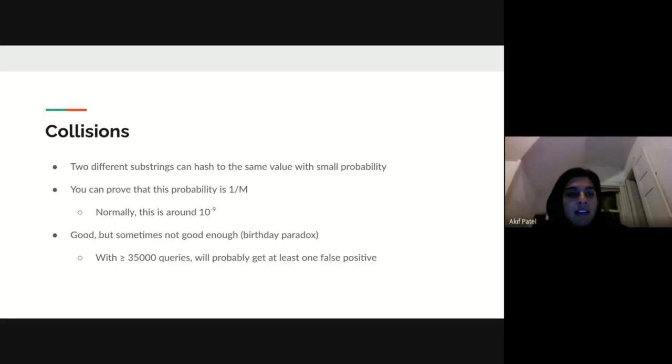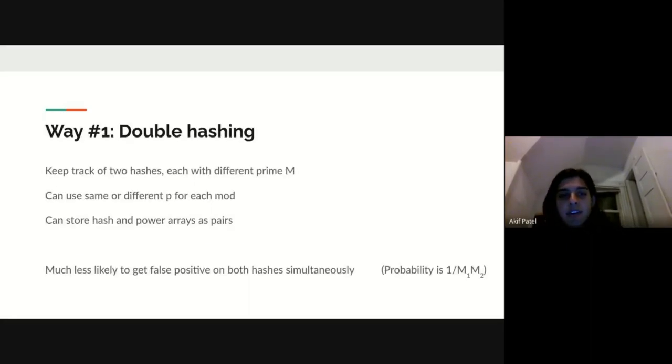So what are some strategies to deal with this? First off, you can just use two hashes. You keep track of two hashes, each with a different prime m, and you only consider two substrings equal if both hashes match. If they're independent hashes, which with different primes you can prove that they are, then the probability of both colliding is just 1 over M1 times M2. So you just multiply the two probabilities. That's very good. If you have 10 to the 9 times 10 to the 9, that's 10 to the 18th, and that's certainly good enough for most things.